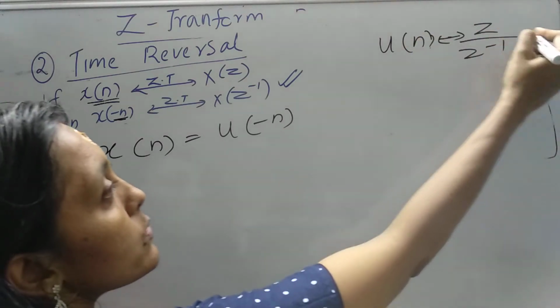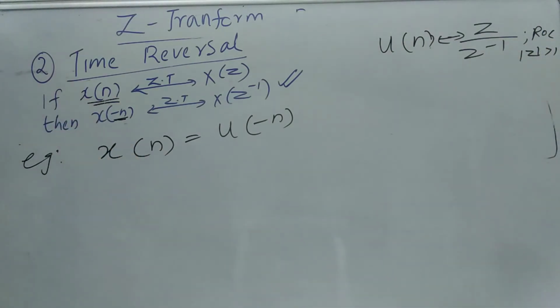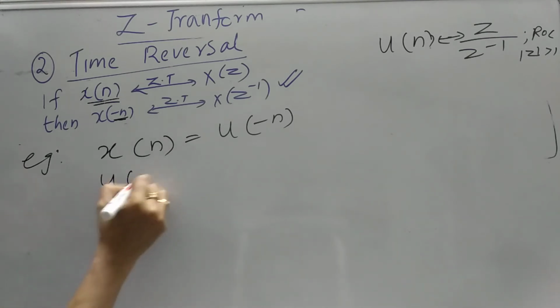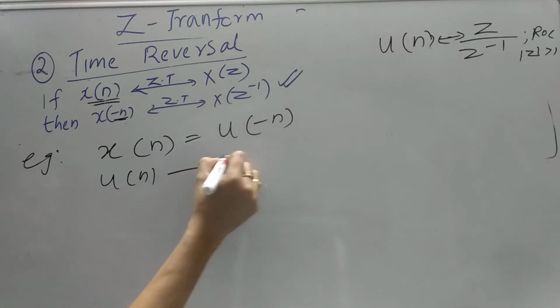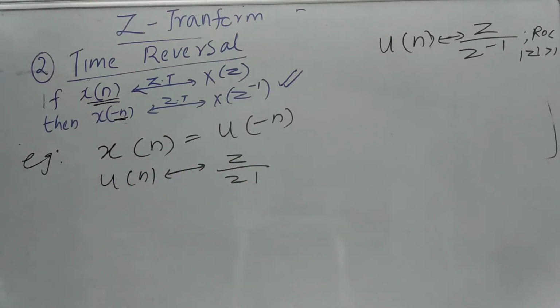And we know that ROC should be greater than 1. This we have already discussed. That is a unit step function, z by z minus 1, and you know that u of n is a purely right-sided signal. So the ROC, that is the modulus of z, should be greater than 1. Now we are going to use the time reversal. We have u of n as z by z minus 1. That is our z transform pair.